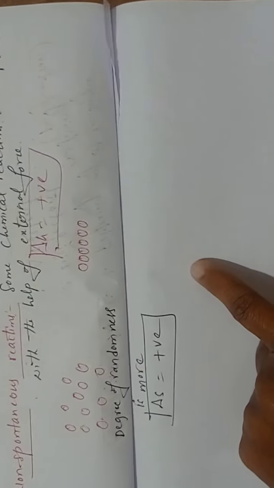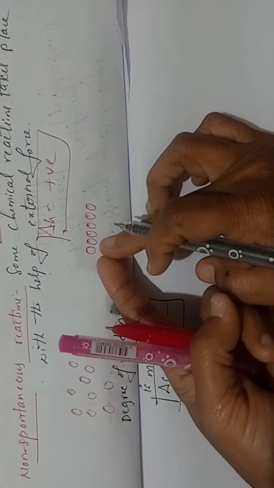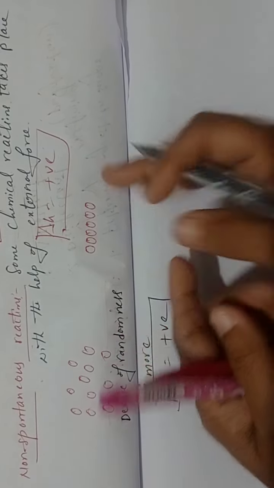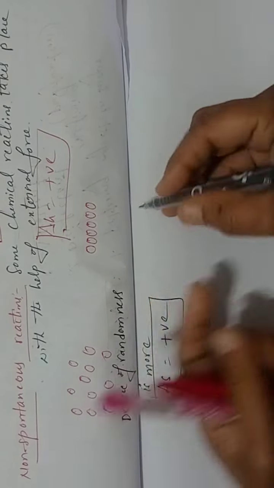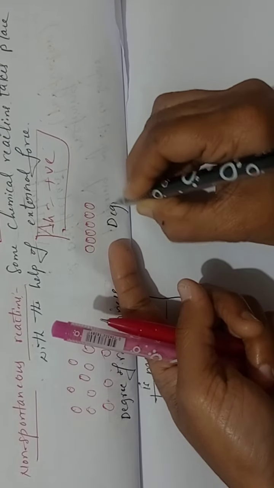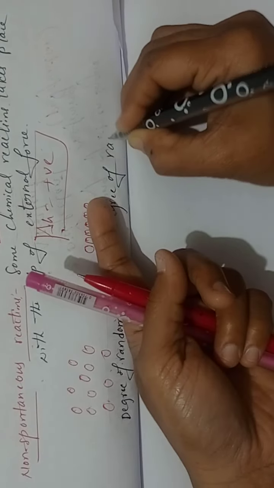And here, the molecules are arranged in order. That means the degree of randomness is less.